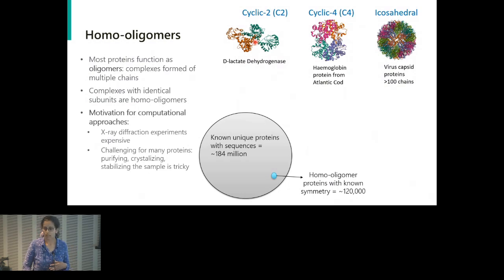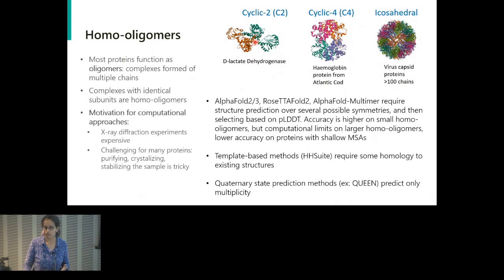Structure prediction methods such as AlphaFold 2, RosettaFold 2, and AlphaFold Multimer have been used for homo-oligomer structure prediction. However, the biggest challenge is you have to try them out on different numbers of copies, exhaustively, all the way from monomers to dimers and trimers and so on. Then you pick the model which has the best scores in terms of pLDDT and other metrics and choose that as the structure. As you can see, this is a very computationally intensive process.